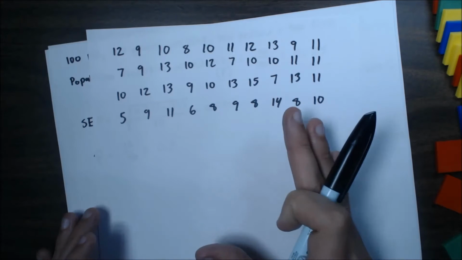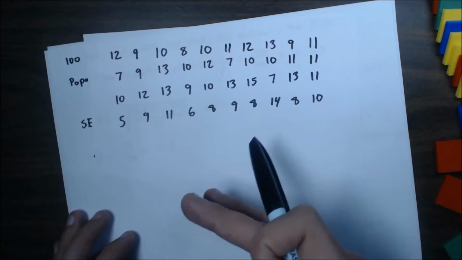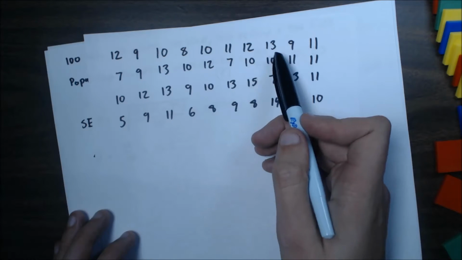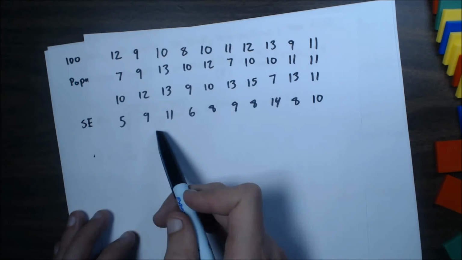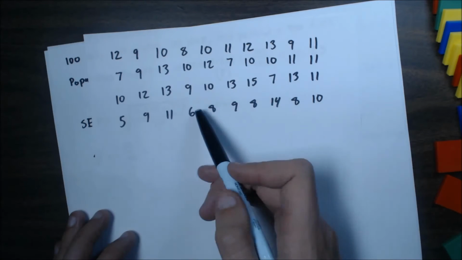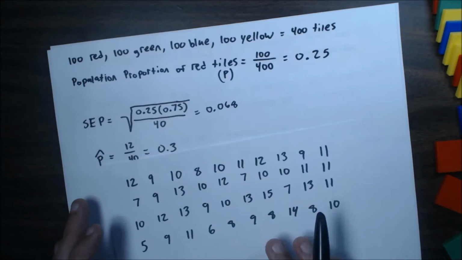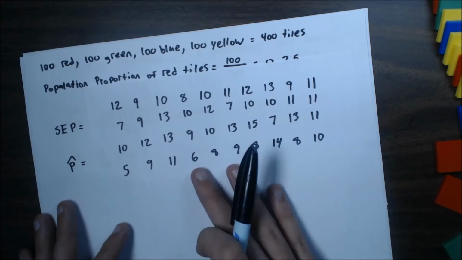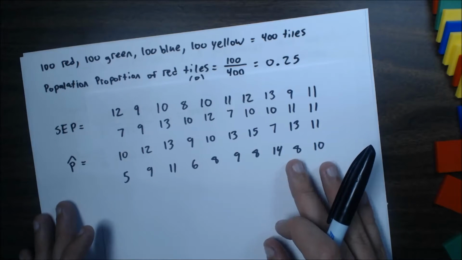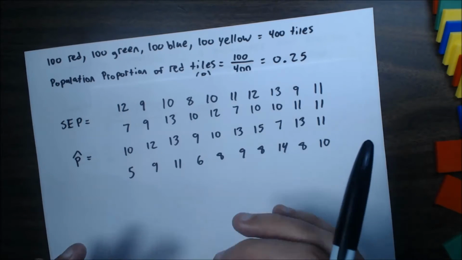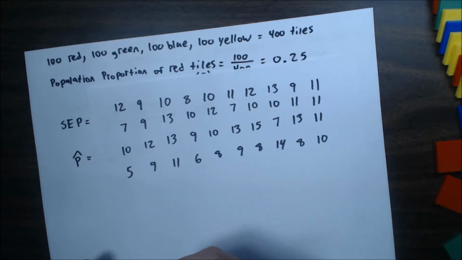Here's where the distribution comes in. The more times you take samples, if I were to take an average of all of these, what do you expect the average would be? As it turns out, the average is going to be very close to whatever p is supposed to be, which is 0.25. If I were to take an average of these, I would get a number very close to 10, because 10 out of 40 would be 0.25.